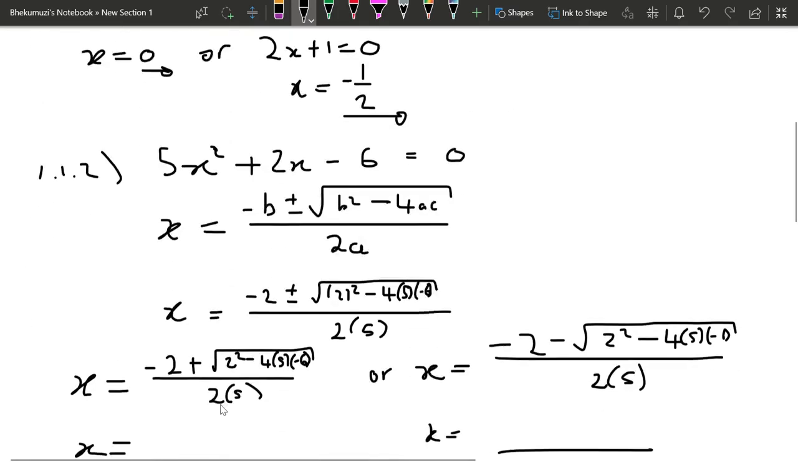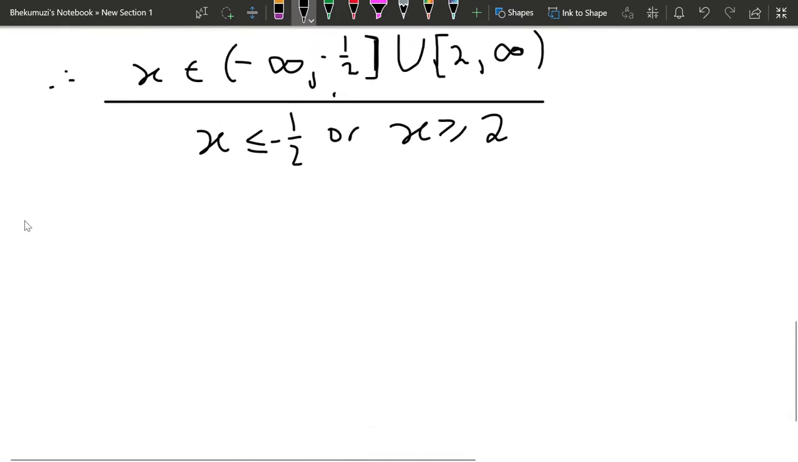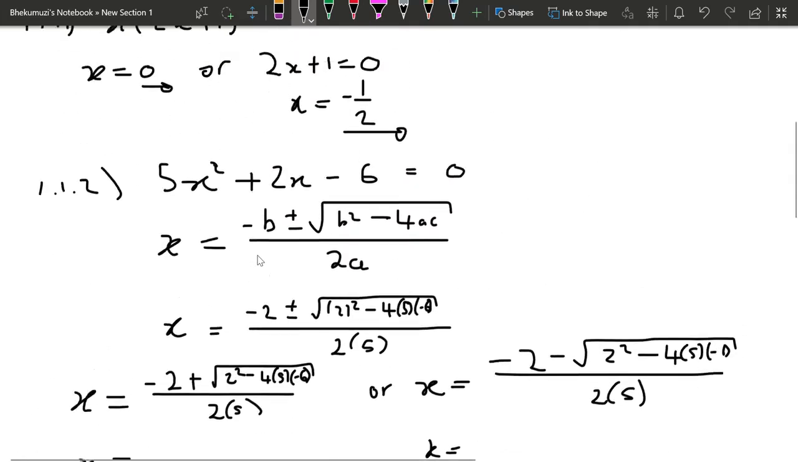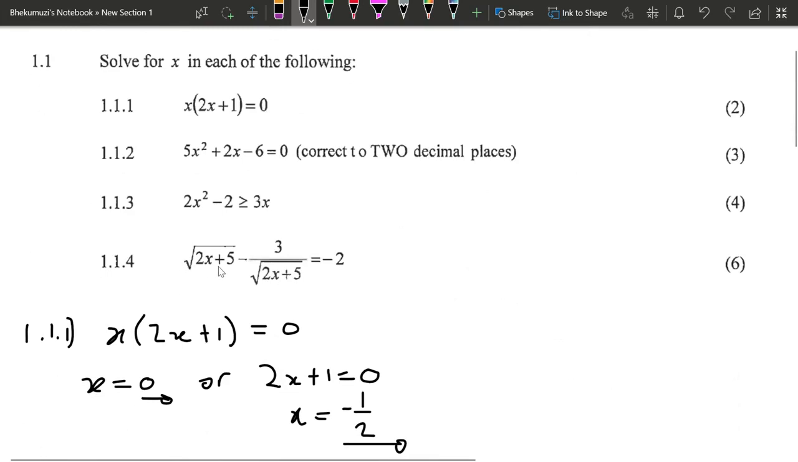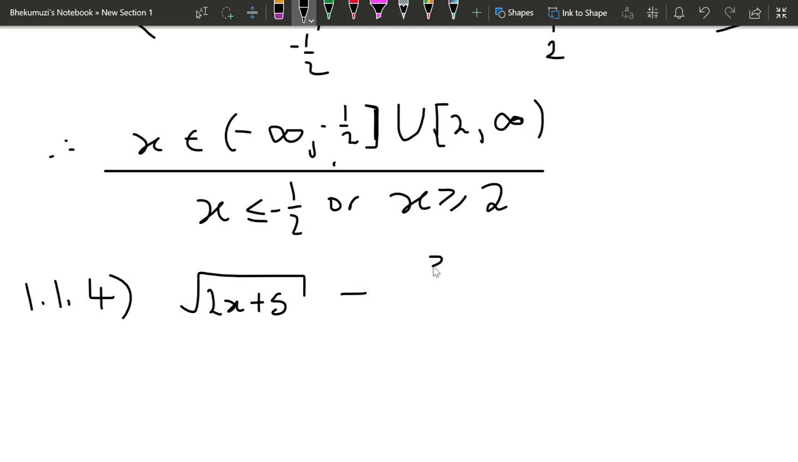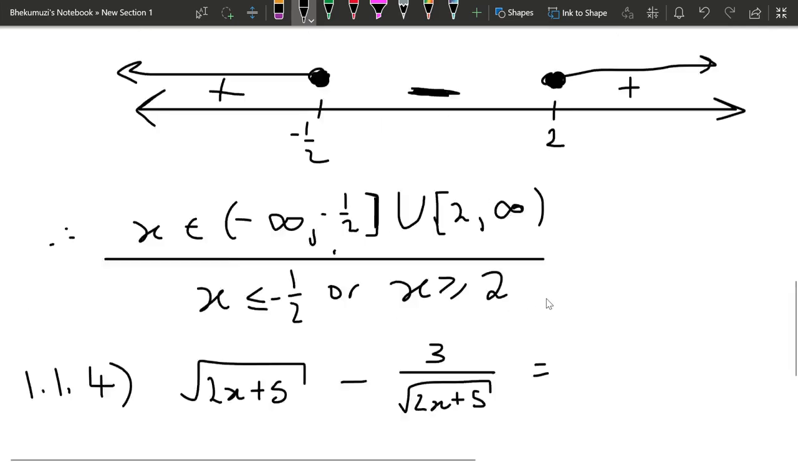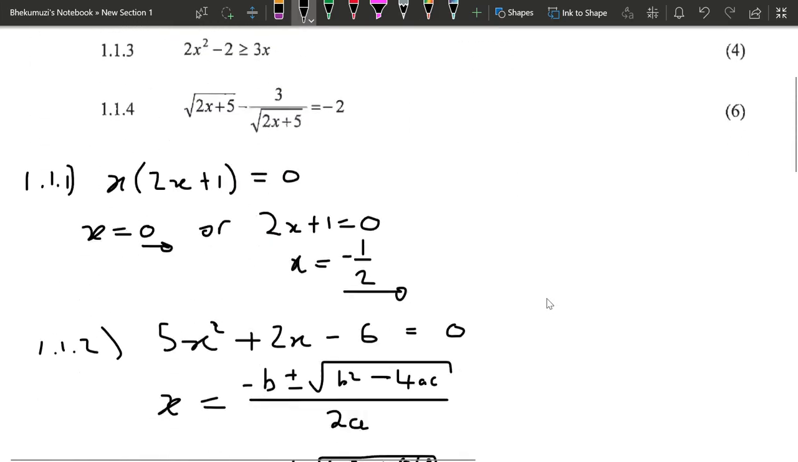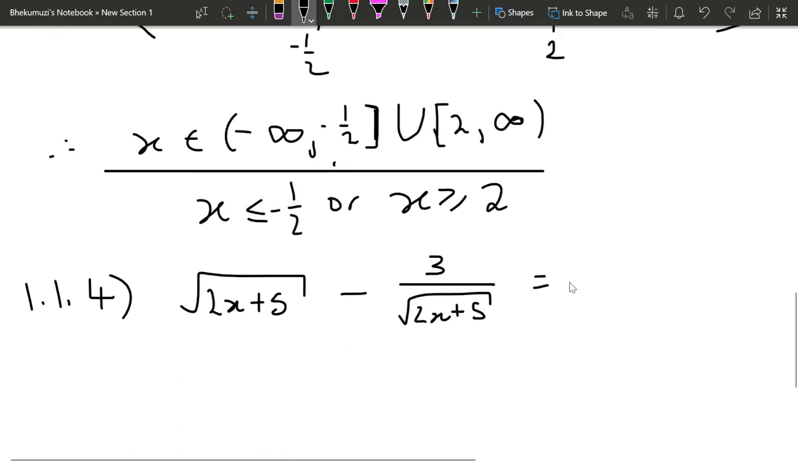So in 1.1.4, we basically have the square root of 2x plus 5 minus 3 of the square root of 2x plus 5, right? That's supposed to be equal to minus 2. Okay, so this is 6 marks.